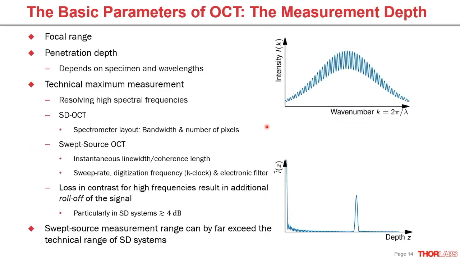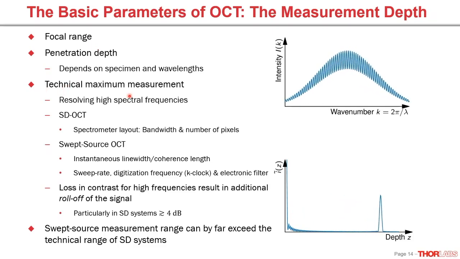Which brings me to the next parameter, which is the measurement depth of OCT. As mentioned, it can be limited by the focal range, but there are two other things to look out for. One is the penetration depth. So if we have a specific sample, how deep can the light penetrate into the tissue or into the sample, and where is light still scattered back? And that, of course, depends on how deep we can actually image into a specific specimen with a specific wavelength.